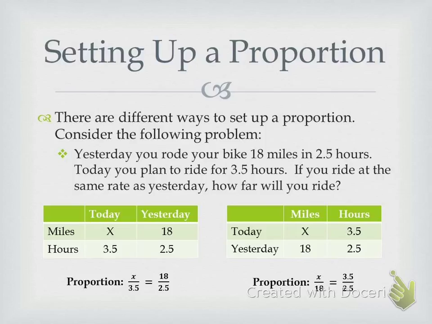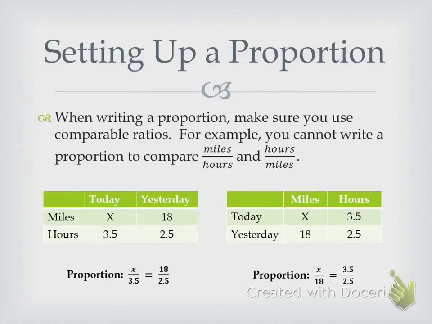It gives you a couple of charts, but here's basically what it's saying. You compare miles to miles and hours to hours. As long as it's miles over hours equals miles over hours, then you're good. Could you do hours over miles and hours over miles? Yeah, because you're still comparing hours and hours, miles and miles. Do you see how there are different ways you could set this up? But here's the main thing: make sure you're comparing the same unit on both sides of the proportion.